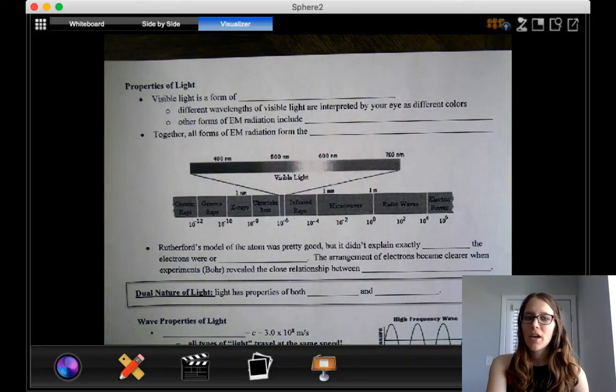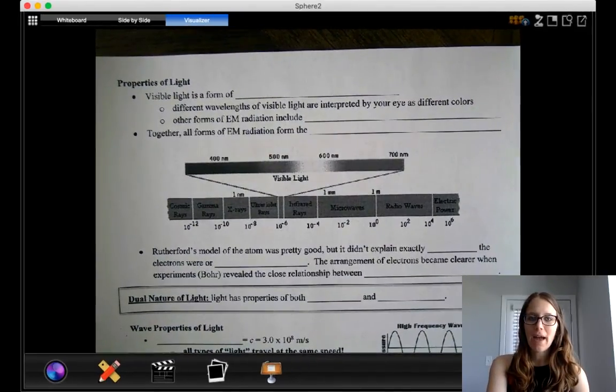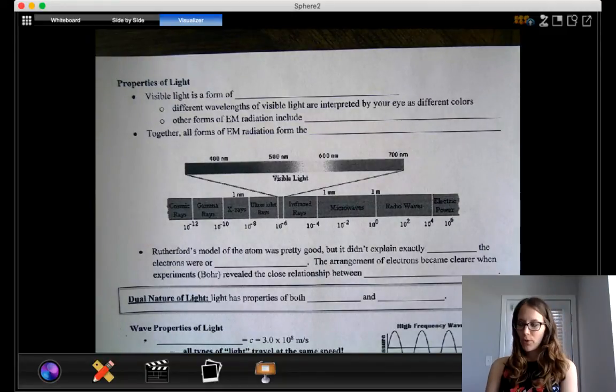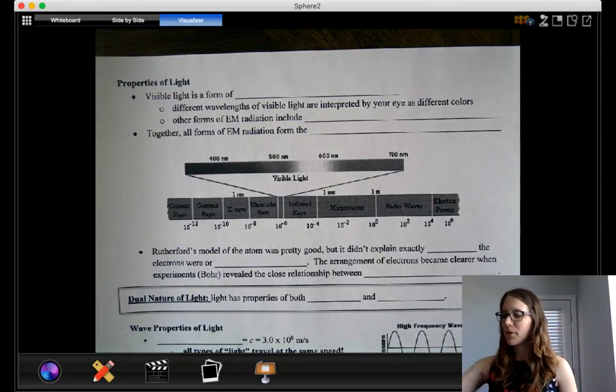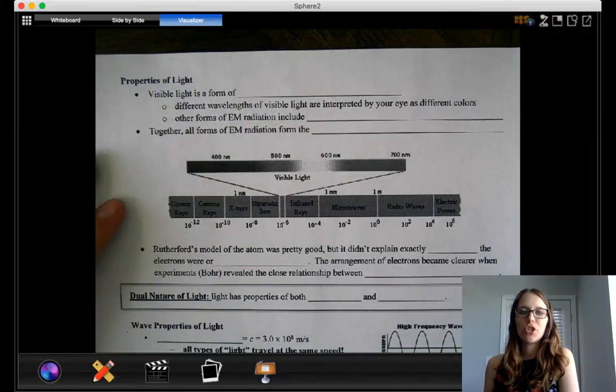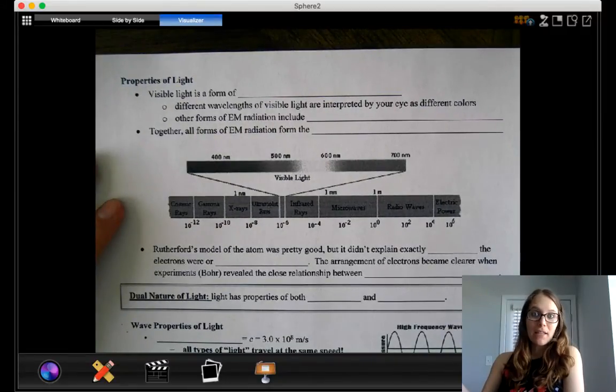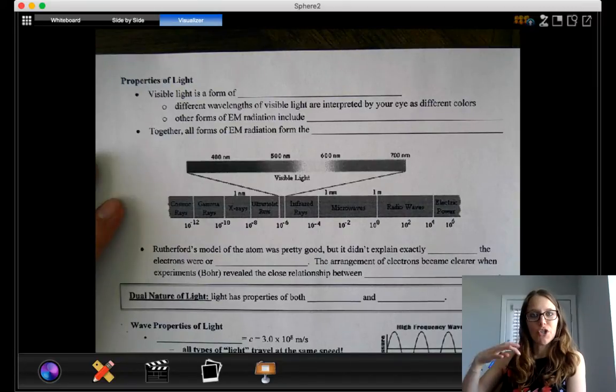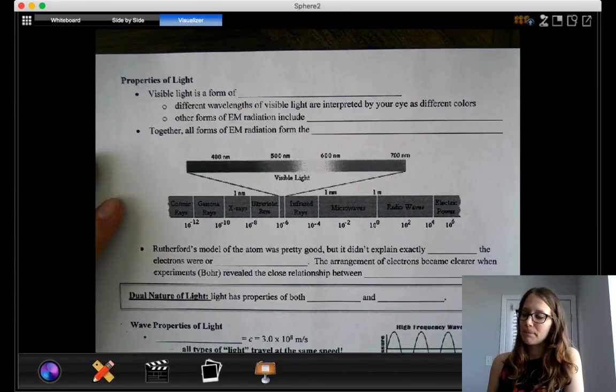All right, so we are on page 3 of the Unit 2 packet. And on page 3, we are looking at properties of light. Light really connects to the atom because, as we talked about on page 2, elements can emit different colors of light when their electrons jump from the excited state to the ground state.